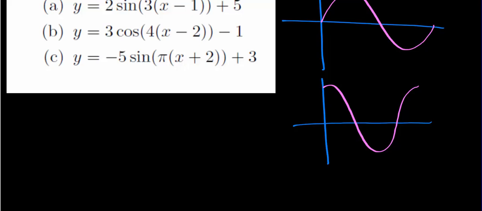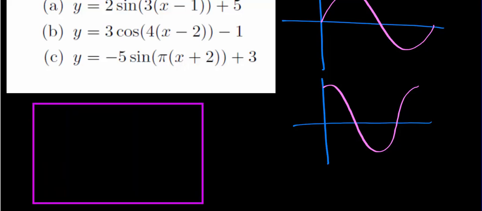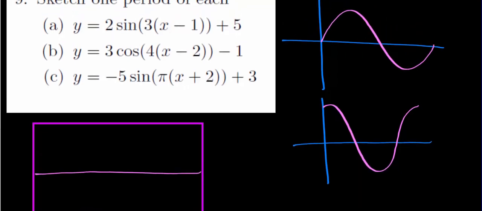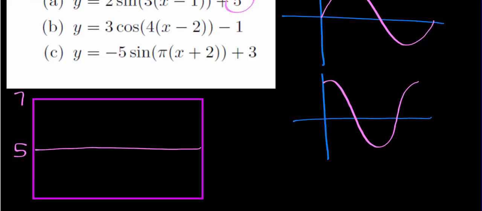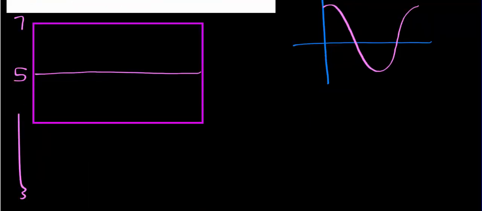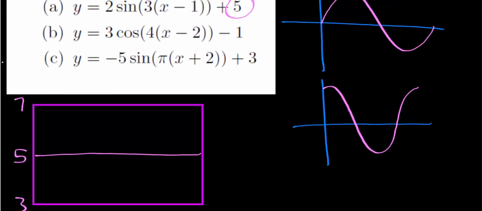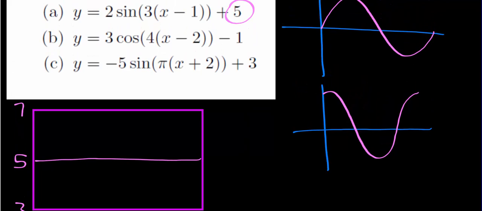Now, what I had recommended is making a little box or a little rectangle, and down the middle putting a line of oscillation. And for this one, you've got 5. I take that 5 and put it right there, and then I add 2, add the amplitude, and I subtract the amplitude. So I add and subtract the amplitude, and then I just sketch the graph. So here we go. This is sine, so it looks something like this.